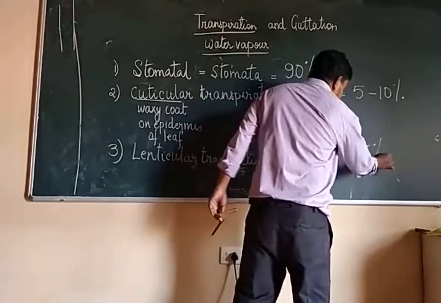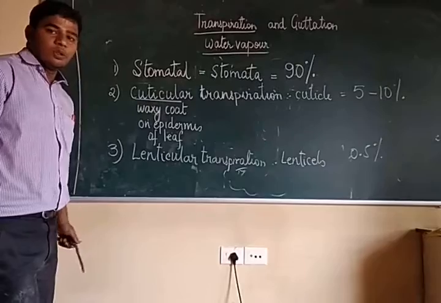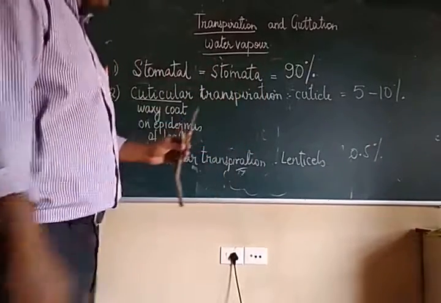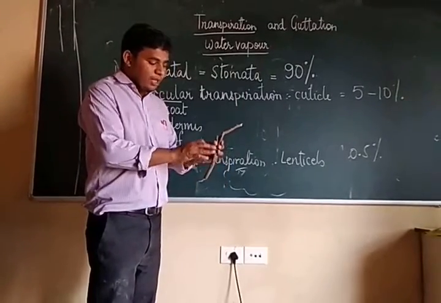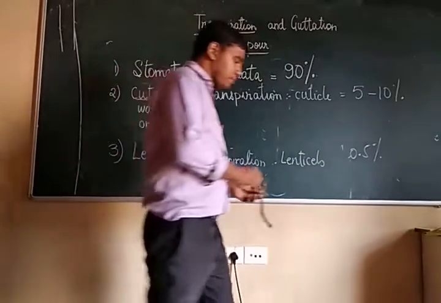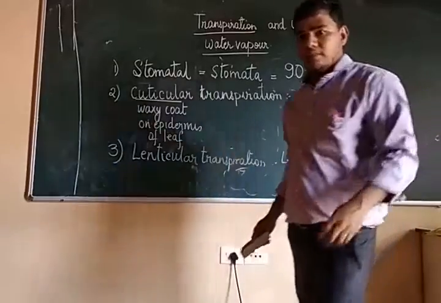Just 0.5% of transpiration can take place through these lenticels. This is a special opening, special openings on the old stem. Okay, so this was about the three types of transpiration.